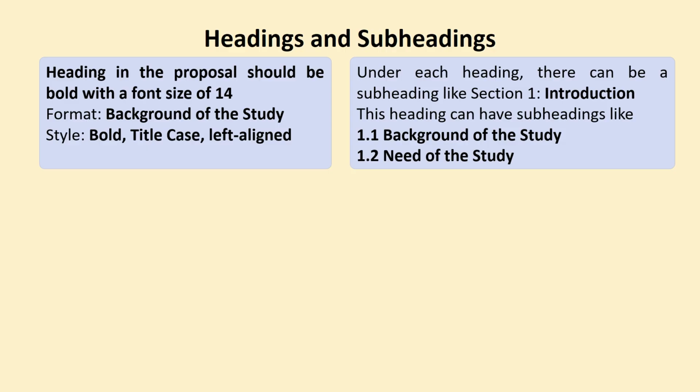Under each heading there can be a subheading like section 1, as I have just said. For example, take introduction. This heading can have subheadings like background of the study 1.1, 1.2, need of the study. Here 1.1 shows that this is the subheading under heading number 1. 1.2 says that it is subheading 2 under heading number 1.